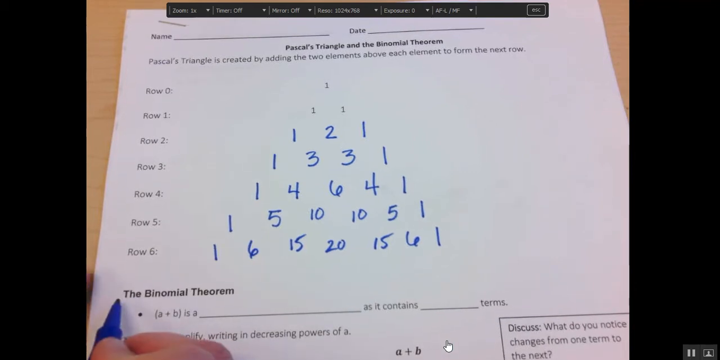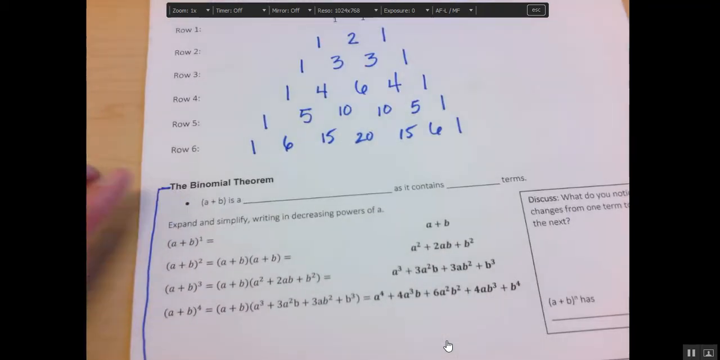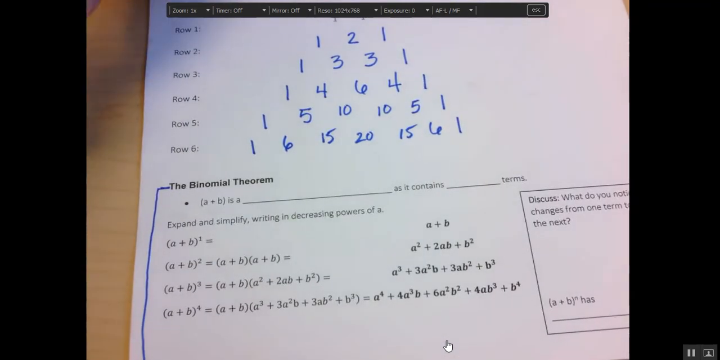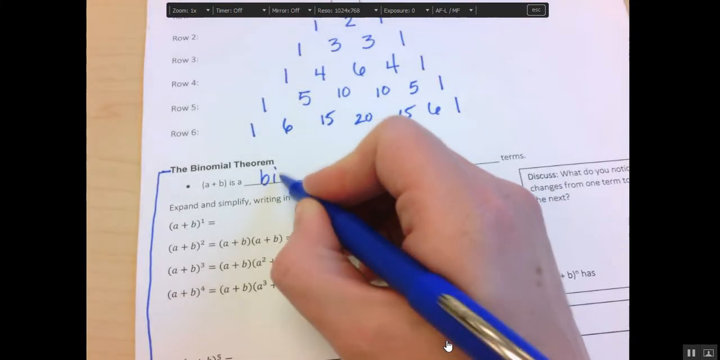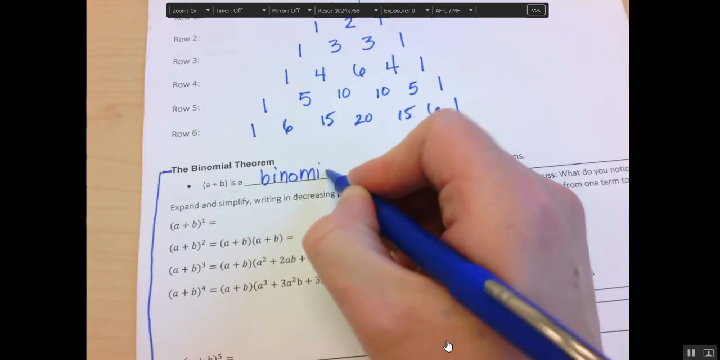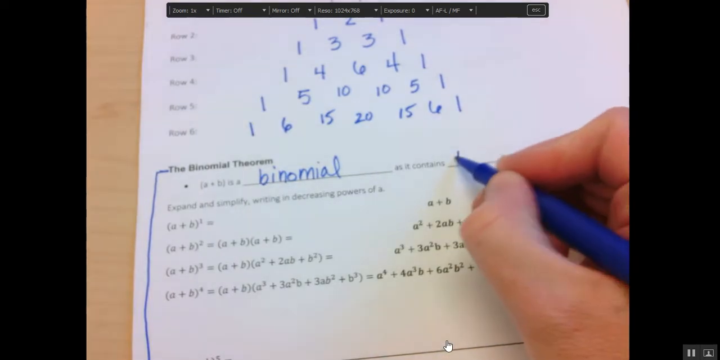All right, so the binomial theorem is not as simple as this definition here. The binomial theorem is actually going to be defined down here, but this whole section is the development of the binomial theorem. So the first thing we're doing is defining a binomial. A plus B is a binomial because it has how many terms? How many terms in a binomial, guys? 2, yeah. It's a binomial because it contains 2 terms.